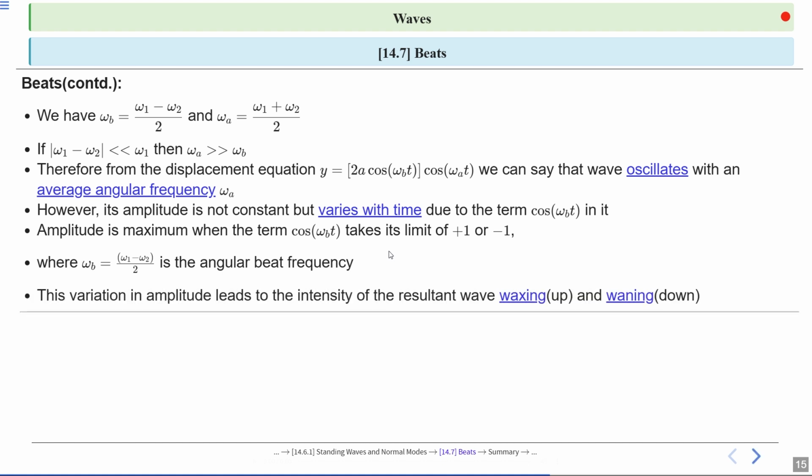This variation in amplitude leads to the intensity of the resultant wave waxing and waning. If they cancel each other out, the amplitude decreases, making the wave weaker. This is called waning. This variation in amplitude affects the overall intensity of the resulting wave and creates a pattern of loud and soft sounds. Clear?